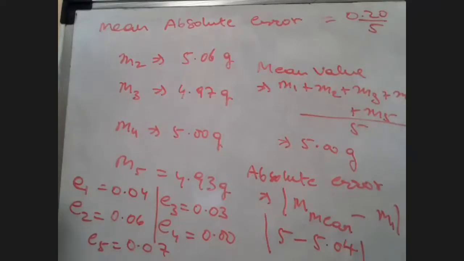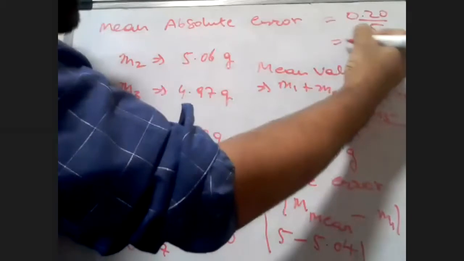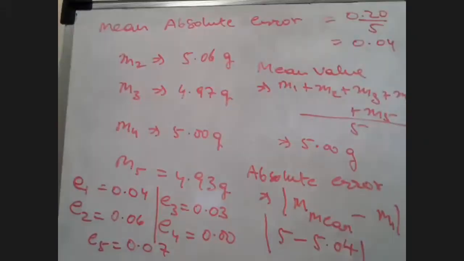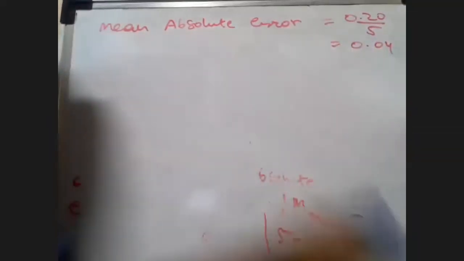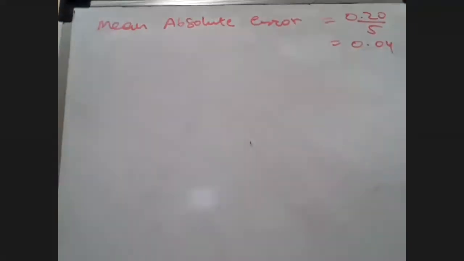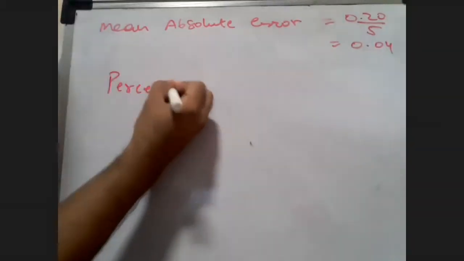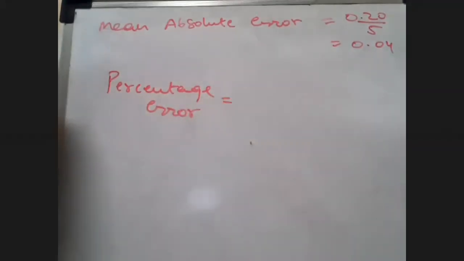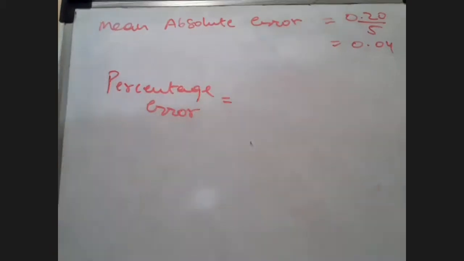Now, students, if I tell you to find the percentage error. This was 0.04. Now, what is going to be my percentage error? So percentage error, students. First of all, you should know what percentage error is. It was relative error into 100.